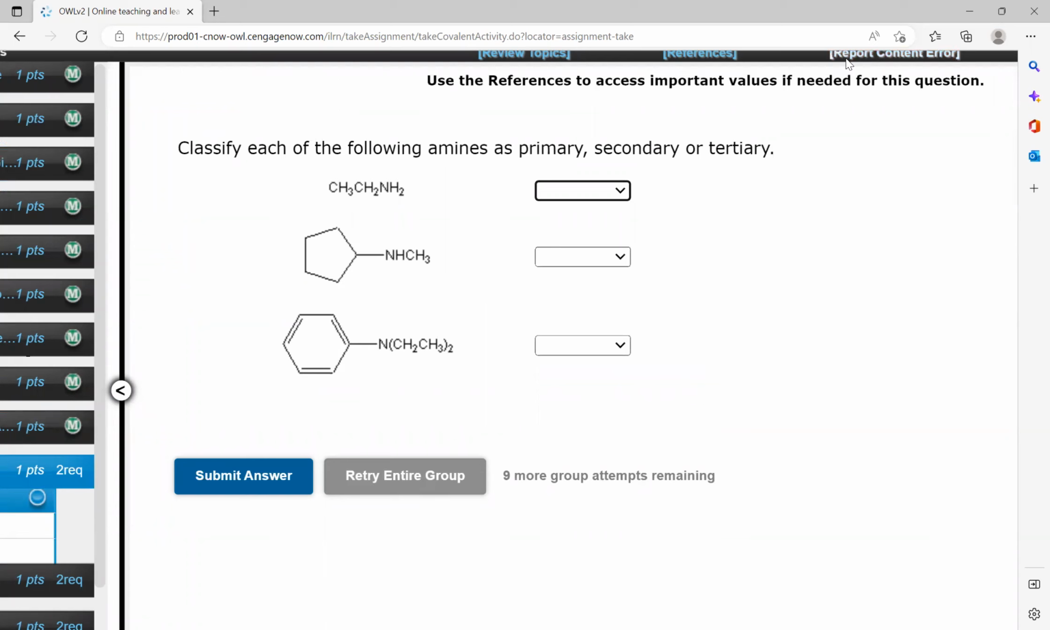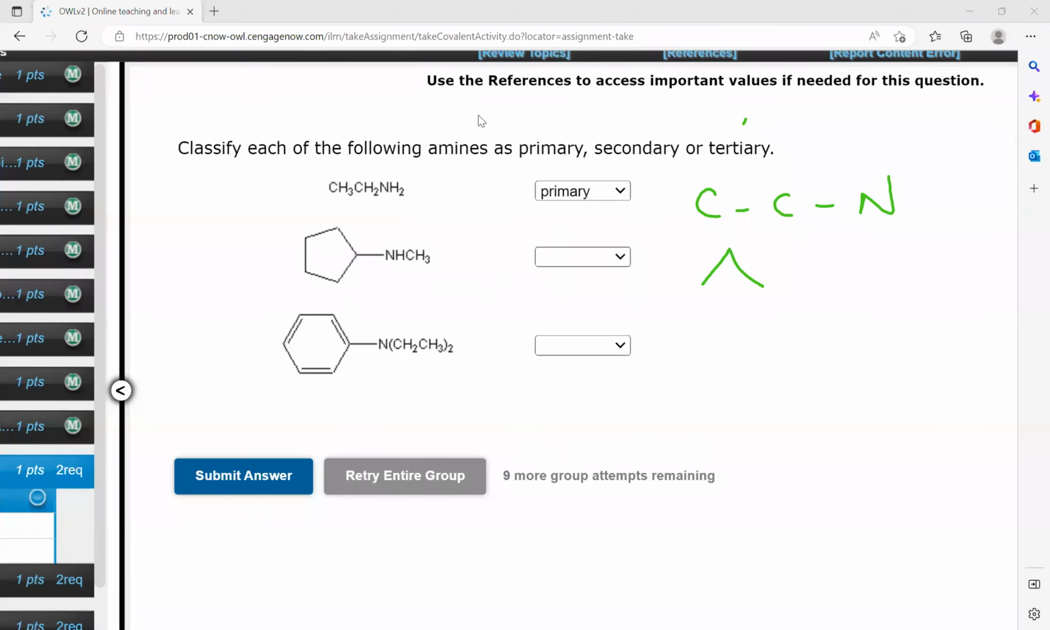All right, next what we're going to do is we're going to classify these amines as primary, secondary, or tertiary. And when we discuss the idea of primary, secondary, or tertiary, you're thinking about how many carbons are actually attached to that nitrogen. So for this first guy here, this straight chain, if you were to draw this out, it would look something like this. So there's only one carbon attached to that nitrogen. So this is a primary.